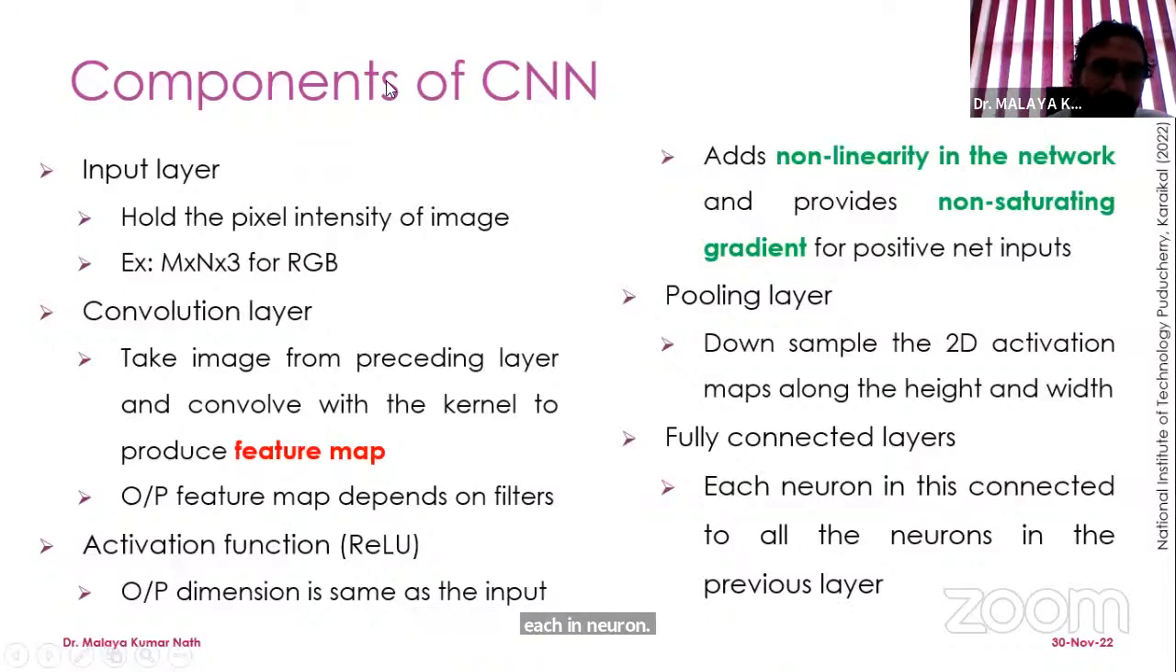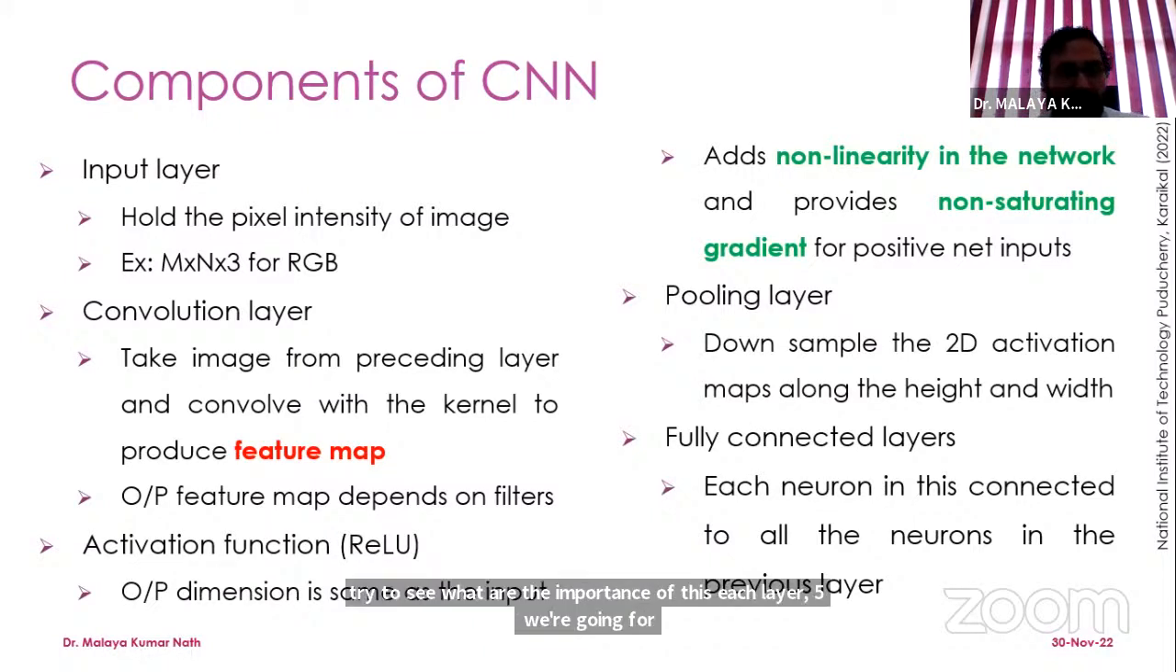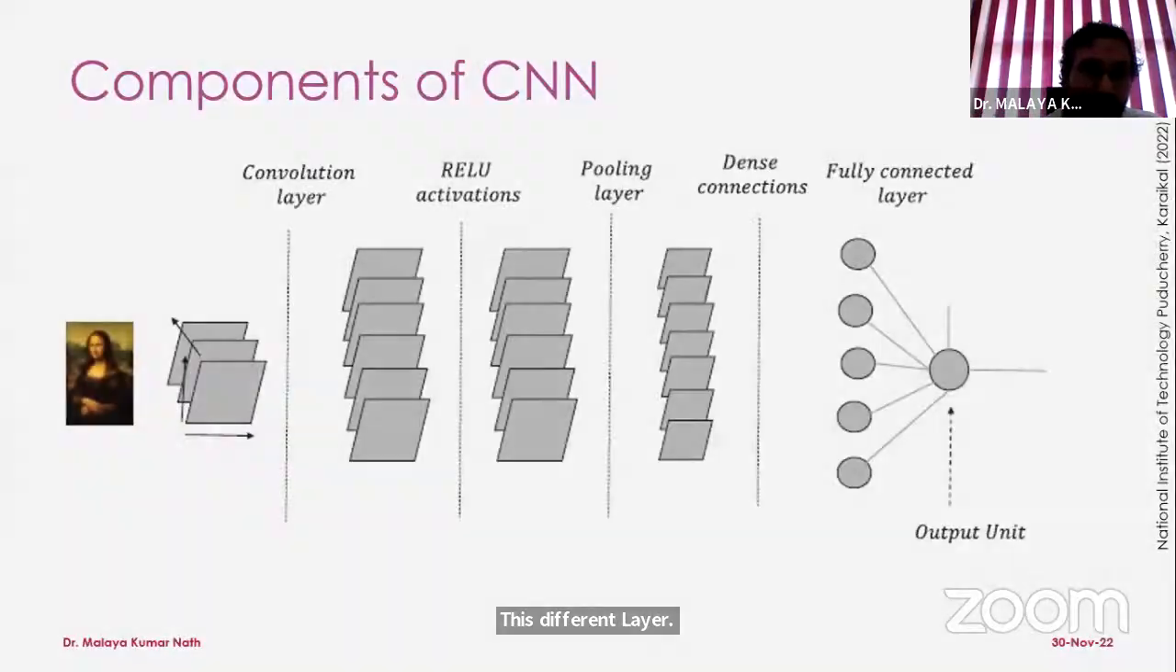So in the case of CNN, we'll talk about the input layer, convolutional layer, ReLU activation function, pooling layer, as well as fully connected layers. We'll see the importance of each layer, why we go for these different layers, as well as how many layers we can use in a convolution to get the desired performance.